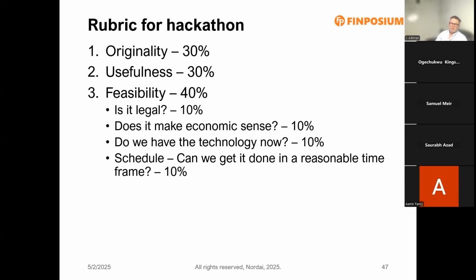So think about this. A rubric for the hackathon, originality is worth 30%. Did you come up with a really interesting new idea? Is it useful? Is your particular solution useful in terms of the problem we're trying to deal with? And feasibility. Can you get it done? Are you suggesting something that is legal? Great. Does it make economic sense? Wonderful. That's 10%. Do you have the technology right now? And how long do you think it's going to take to get done? The faster, the better. So all of these, the legal, economic, technology, and scheduling add up to 40%.